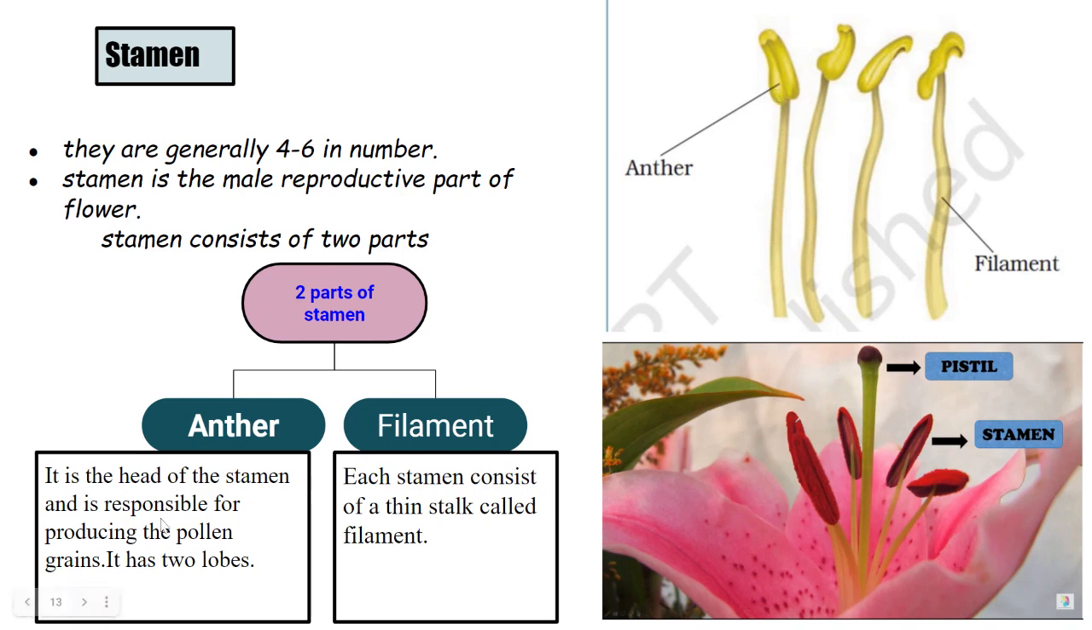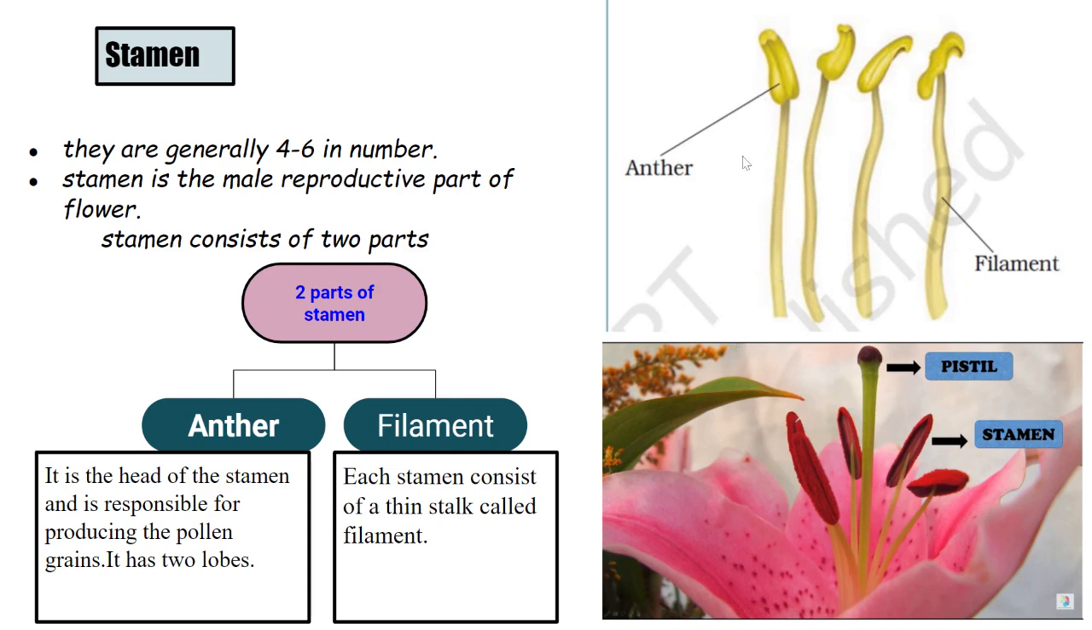So, anther is the head of stamen. It is responsible for producing pollen grains and it has two lobes. So, you have to remember this. What is filament? You can see this part. Each stamen consists of a thin stalk. The stalk is called filament.